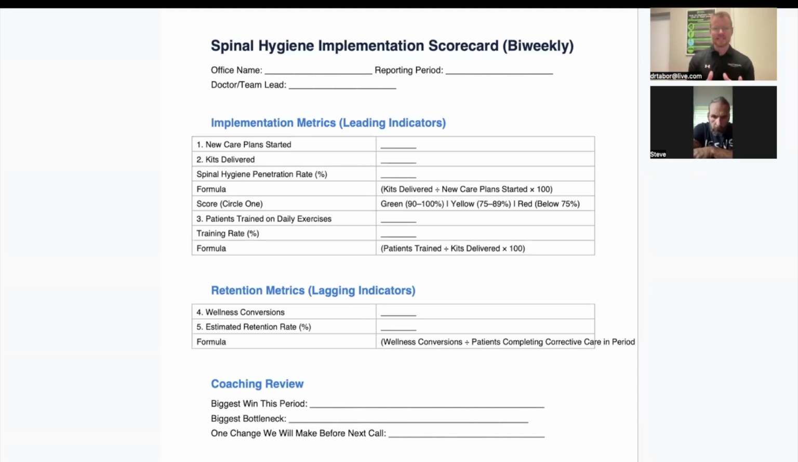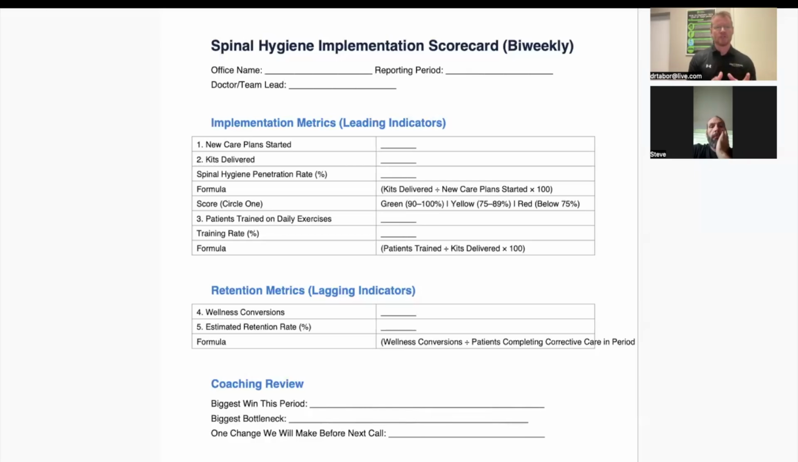Okay, so this little scorecard right here is going to help you to grow retention, which is then going to help you grow the practice as we get people into the habit of taking care of their spine and nervous system. So step number one, where it says implementation records, these are leading indicators. We're going to look back over the last 2 weeks: how many new care plans did we start? And really, we'll track this as we go over the next 2 weeks. How many new care plans did we start? And then number two, how many kits were delivered?